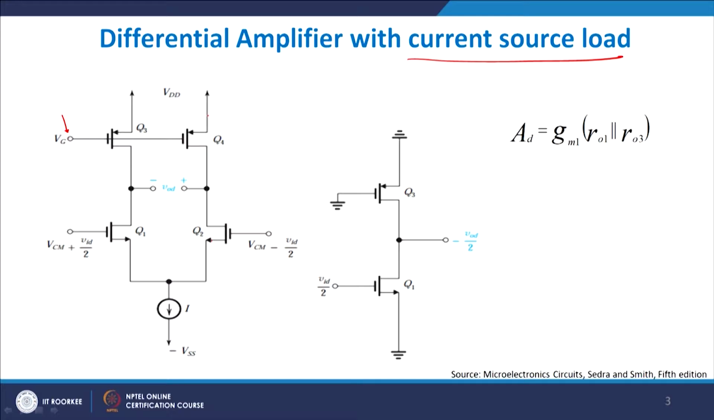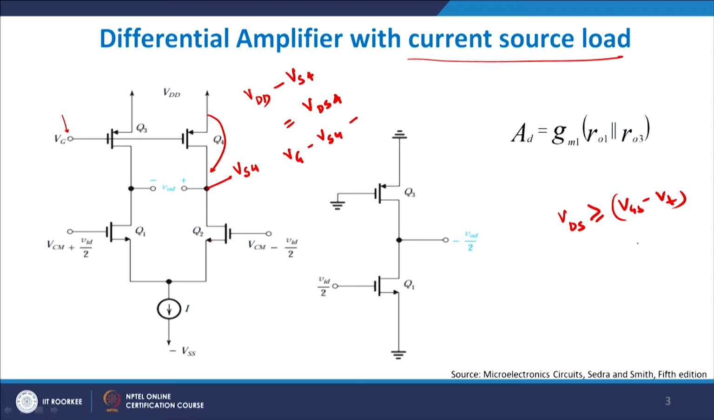So, what is the VDS value here? The drain is connected to VDD. If we talk of Q4, then VDD minus the source voltage, let us say Vs4, is nothing but Vds of 4, drain to source of 4, right. And the gate voltage Vg minus Vs4 is the gate to source voltage. If you remember the condition, Vds should be greater than or equal to Vgs for an NMOS, and less than or equal to Vgs minus Vth for a PMOS.